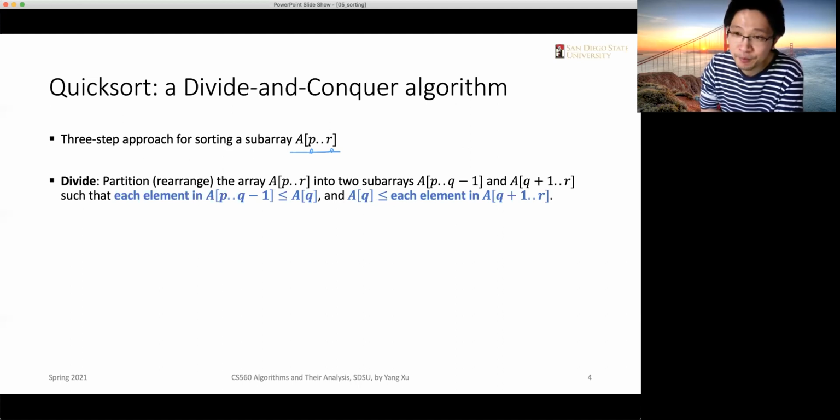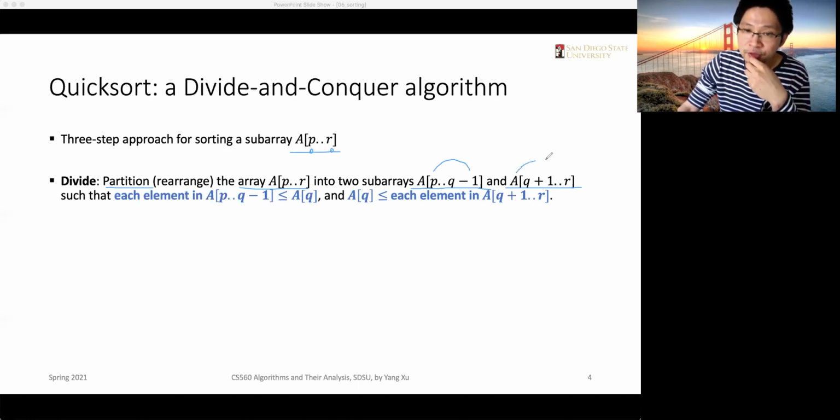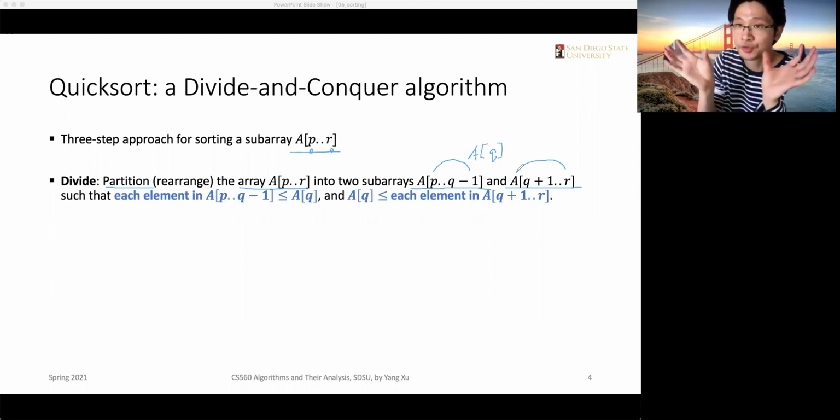But quicksort uses a different way in the divide step. It's a new procedure called the partition procedure that we need to implement. It's a process that rearranges the array into two sub-arrays: from p to q minus 1, that is the first segment, the first half, and from q plus 1 to r, that is the second half. And there's one element left in the middle, right? That is A[q]. So A[q] is the pivot. A[q] in the middle is the one that splits the two segments.